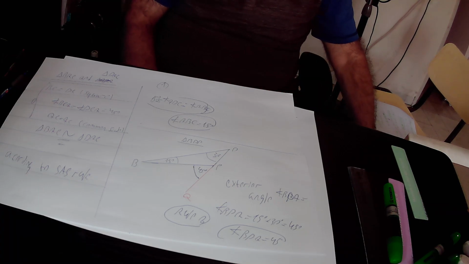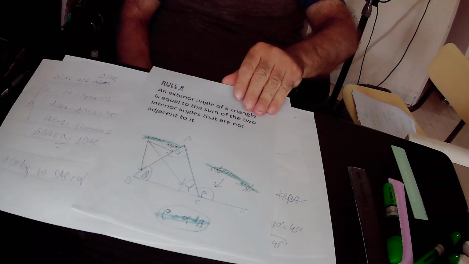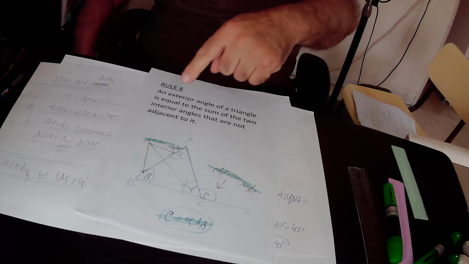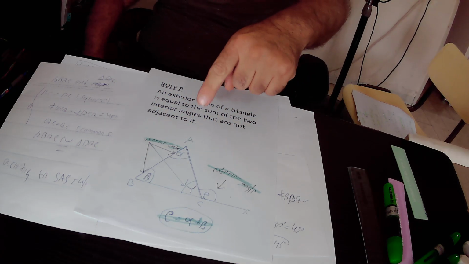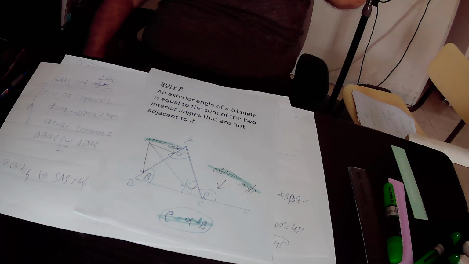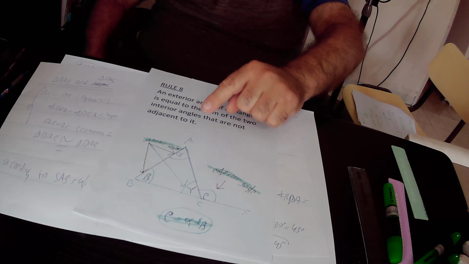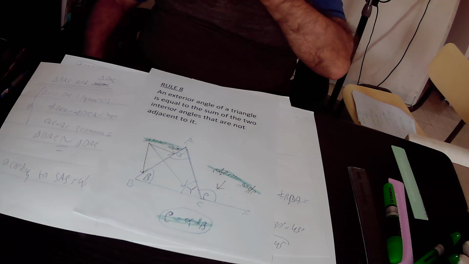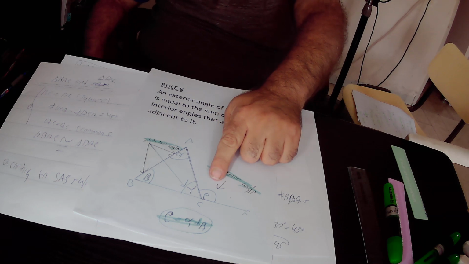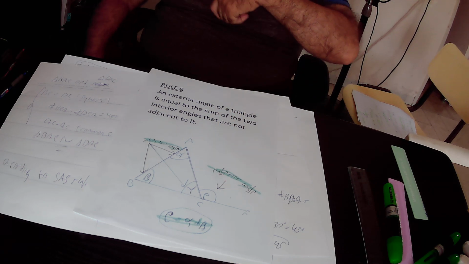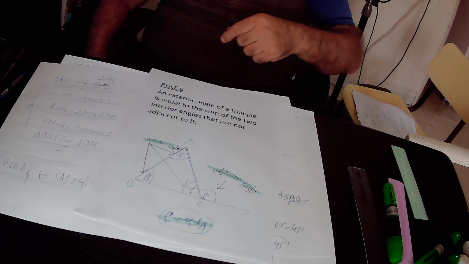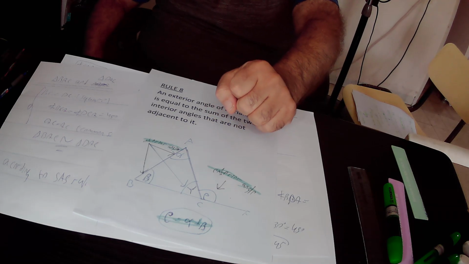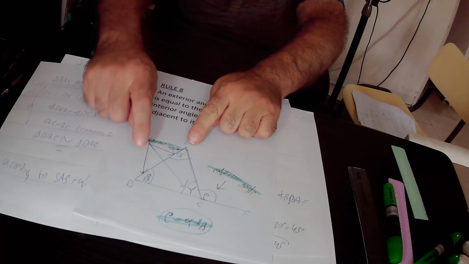According to rule 8, the external angle of a triangle is equal to the sum of the two interior angles that are not adjacent to it. This is triangle ABC, with angles alpha, beta and gamma defined as interior angles. This is angle E, angle ECF, defined as an external angle. What is the size of this external angle E? According to this rule, it is equal to the sum of the two interior angles that are not adjacent to it. Angle gamma is definitely adjacent to angle E. The two angles that are not adjacent to angle E are alpha and beta.